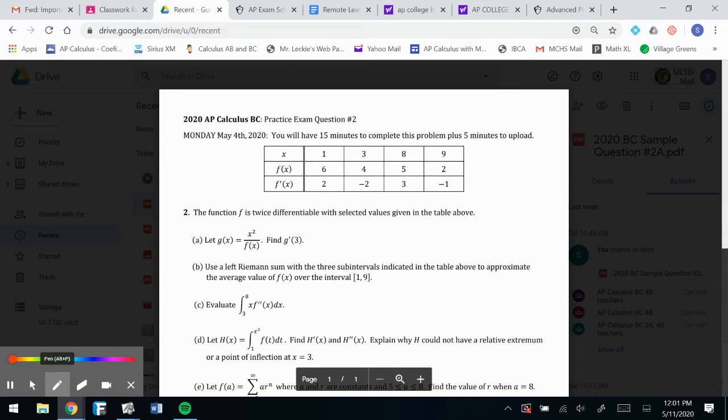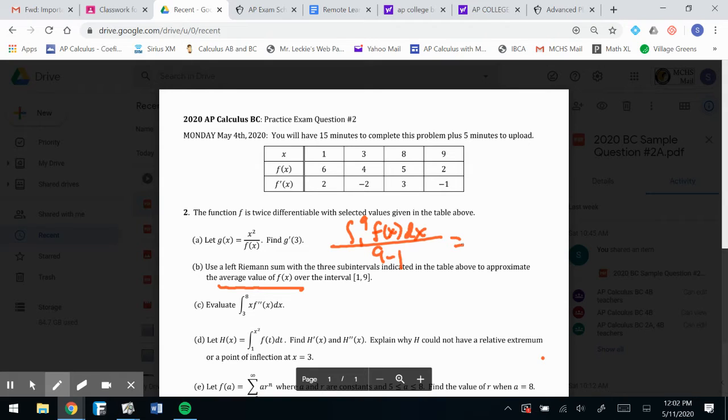Most people have been getting part B wrong. It says the average value of f. Average value means integral over an interval, but don't overthink it. It just says the average value of f. Average value of f would be the integral of f, because that's what you're finding the average value of over the interval. So be careful.